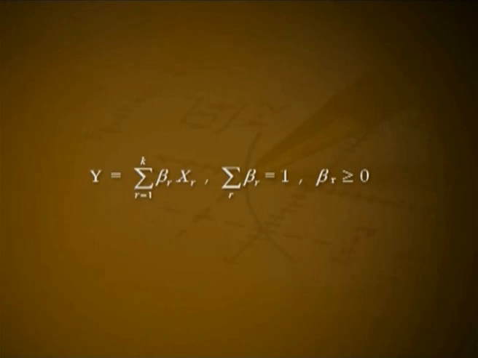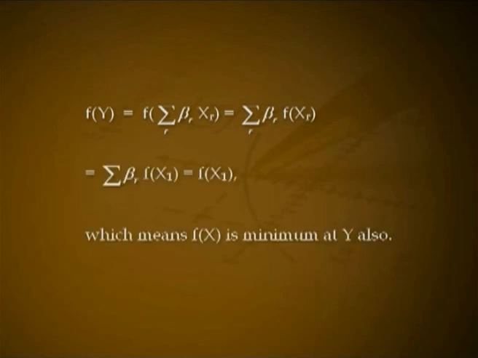Let y be any convex linear combination of these vertices. Then y equal to summation over r from 1 to k beta r xr, where summation over r beta r equal to 1, beta r greater than or equal to 0. And since f of x is linear, f of y equal to f of summation over r beta r xr, that is equal to summation over r beta r into f of xr, that is equal to summation over r beta r f of x1, that is f of x1, which means f of x is minimum at y also.